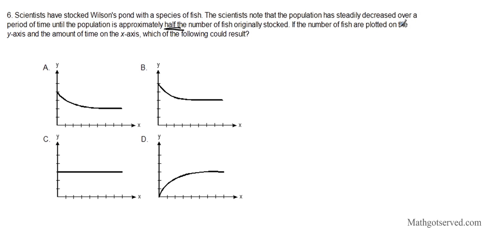If the number of fish are plotted on the y-axis and the amount of time on the x-axis, which of the following could result? Okay, so we're looking for a decay rate where it starts from a certain amount and decreases down to half the amount. Let's look at the starting amount of each of these graphs right here.